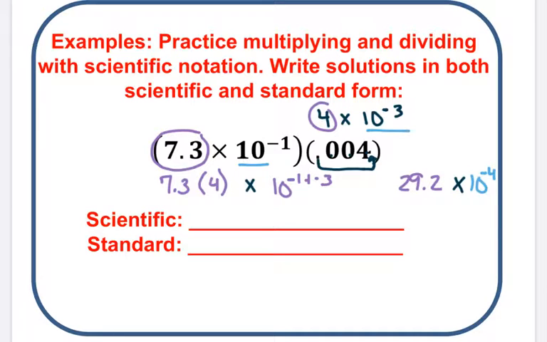Now, I need to check, is the answer in scientific notation? No, we need to move that decimal place. Okay, this has to be between the 2 and the 9. So to write my final answer, it's 2.92 times, and remember, when I move the decimal place to the left, I'm adding to the exponent. So I would get 10, and negative 4 plus 1 gives me a negative 3.